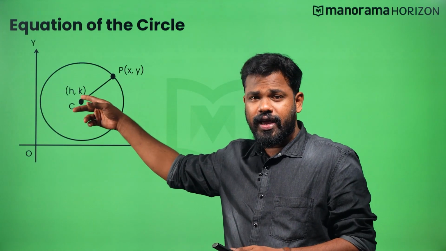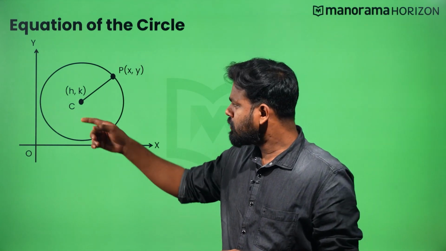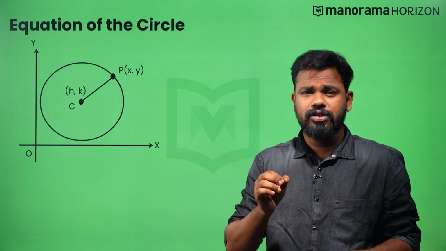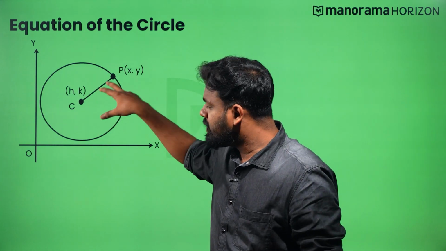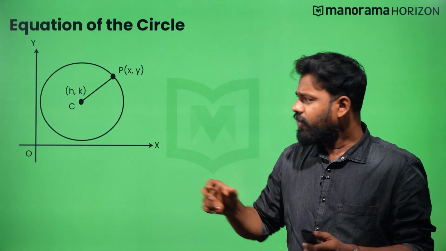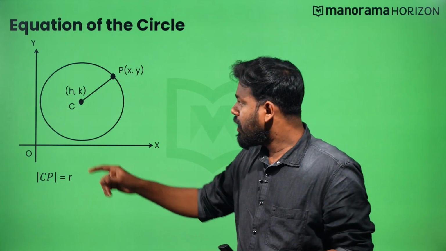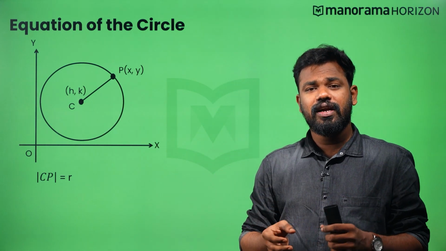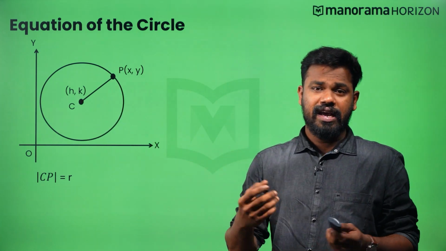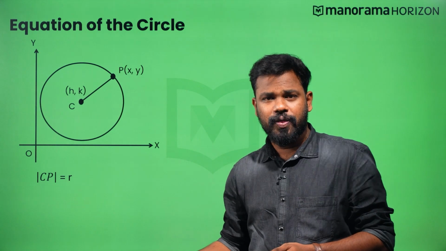With center (h, k) here, I'm taking another point on the circle, (x, y). So (h, k) are the coordinates of the center and (x, y) are the coordinates of any other point on the circle. What is the distance between the center and that point P? We know that it is the radius. So if we denote that radius as r, using the distance formula that we studied in 10th, we can write it as the root of (h minus x) the whole square plus (y minus k) the whole square. That should be equal to what? The radius, right?